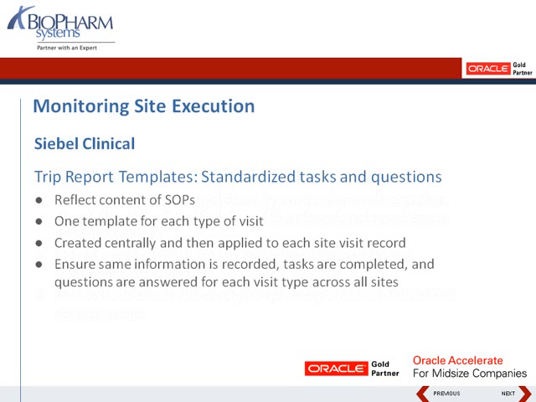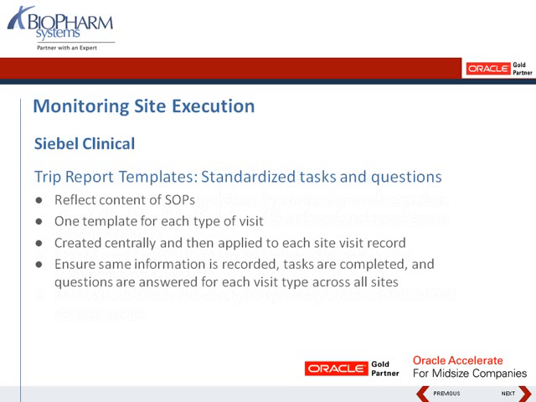The system allows for multiple types of trip report templates. Typically, one is set up for each type of site visit, whether that's qualification, initiation, routine monitoring, or site closeout. So these help to ensure that all users performing site visits are following the same process and adhering to the defined process and not missing any steps.